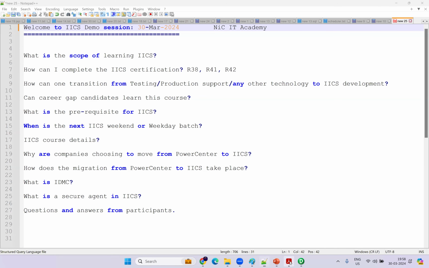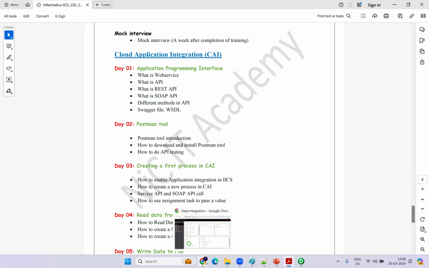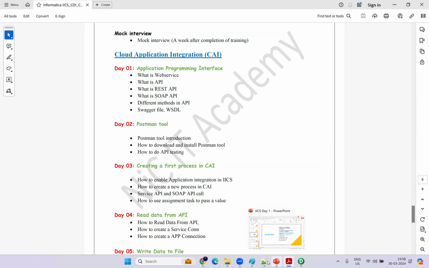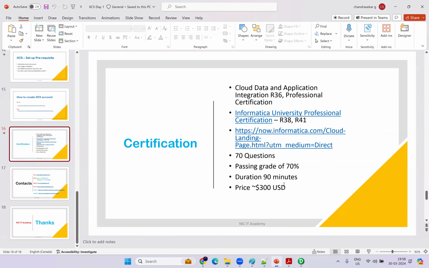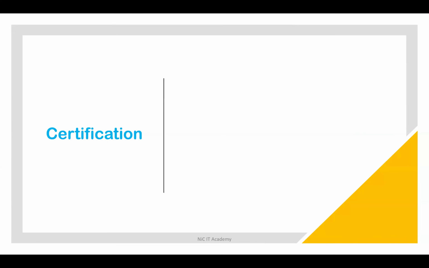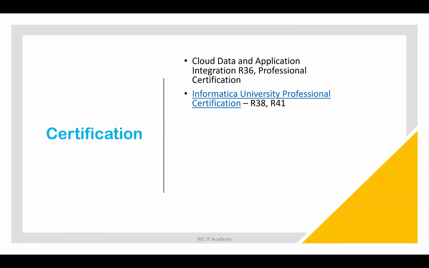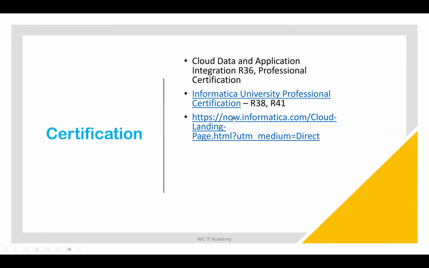If you're going for Informatica related certifications, there are a few available. One is R38, R41, and R42 also we have. Now they have split them: CDI separately, CAI separately. R38 covers both, and in R41 we have CDI as well as CAI. So based on that, you can take the certifications.